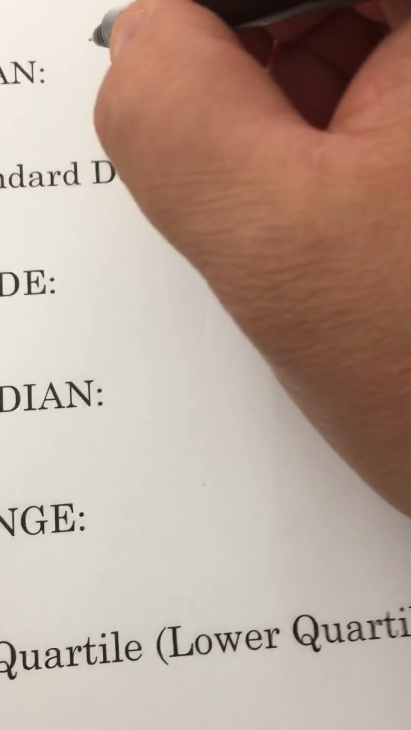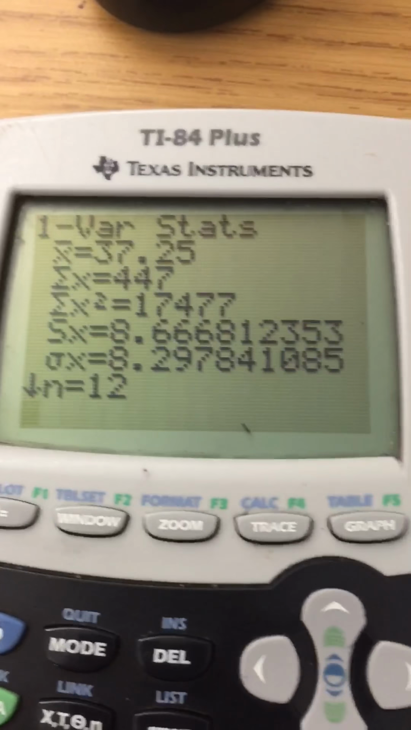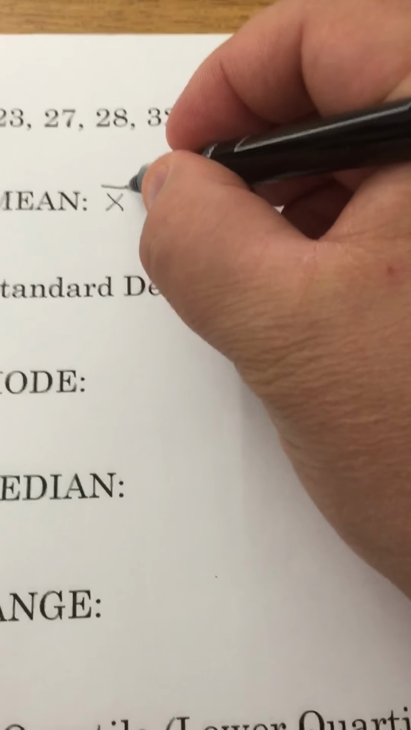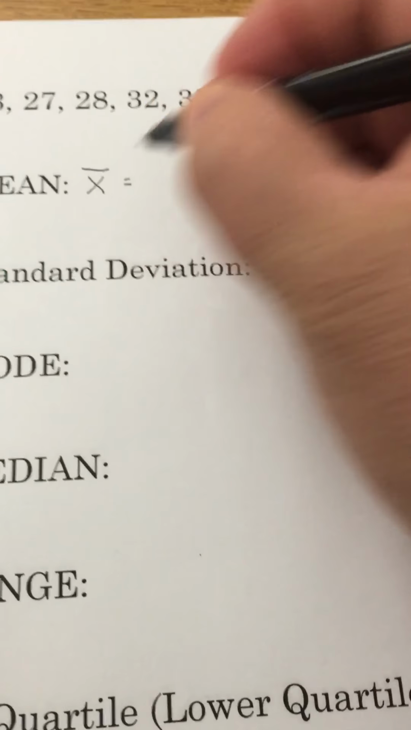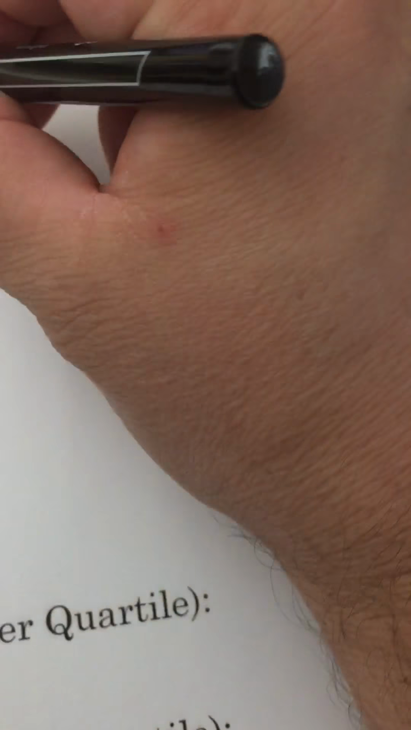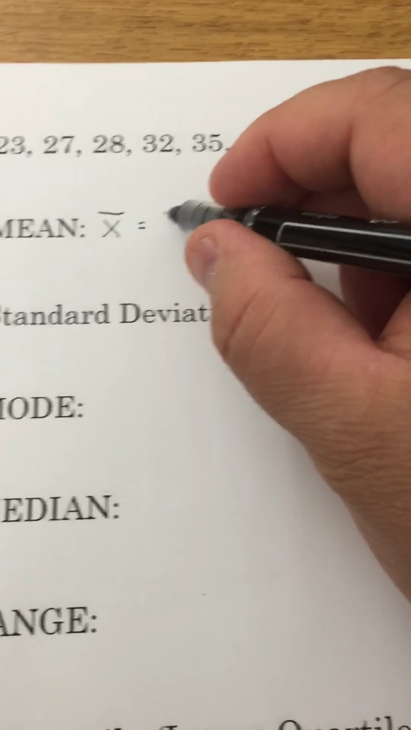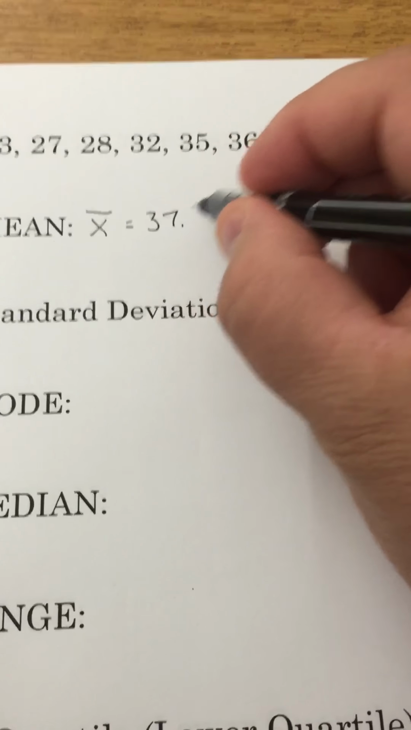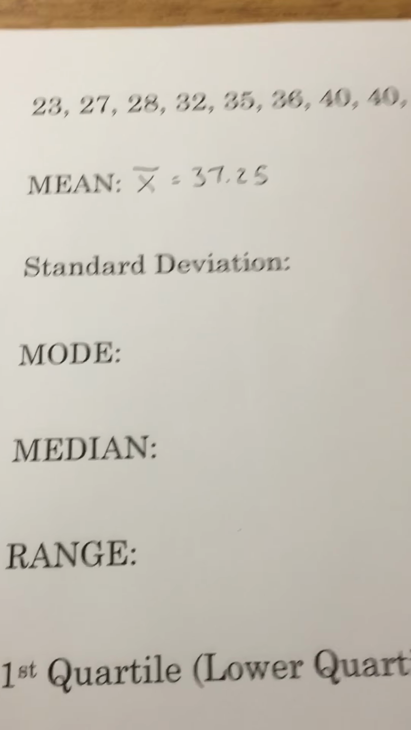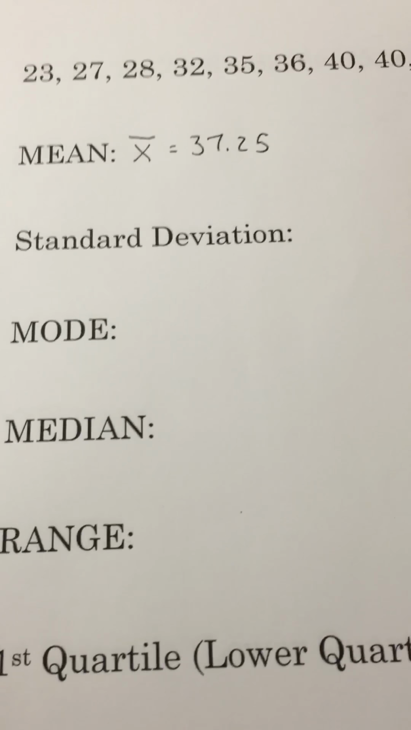But in the calculator, it's going to find it for us. X bar is the mean. So look over, 37.25. So the mean is 37.25.